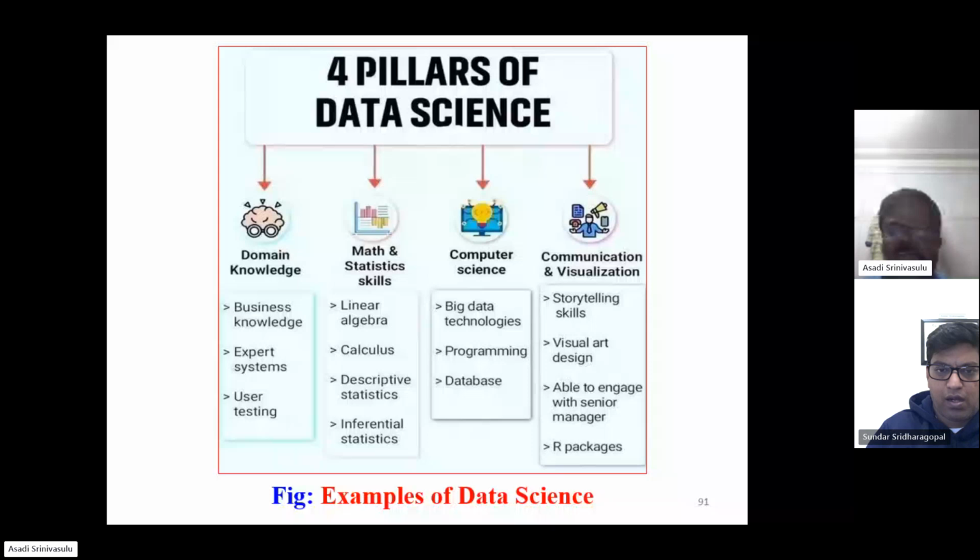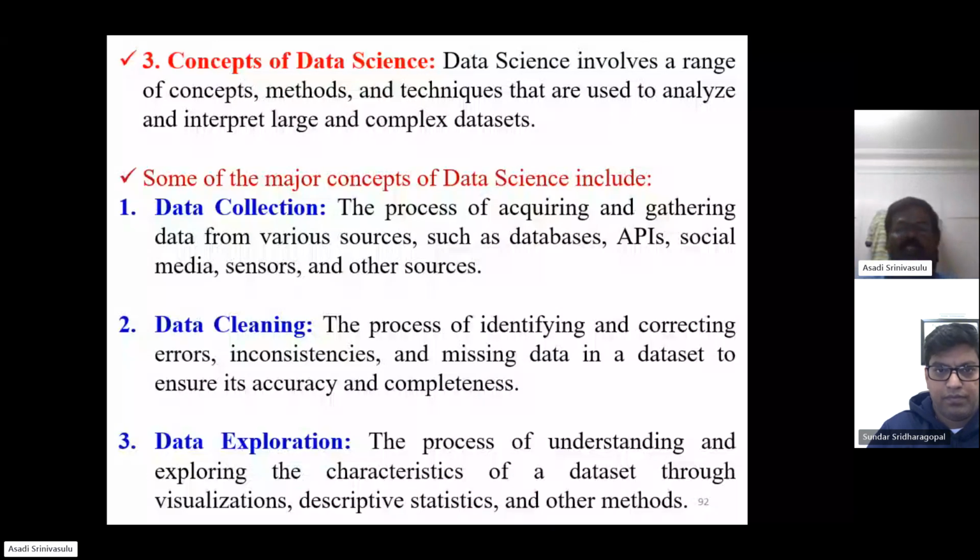So the third topic is the concepts of data science. Sir, what are the major concepts of data science? Yes, in order to handle complex and huge volumes of data, we are using major concepts. First is data collection. Data collection is the major processing step, and it's the process of acquiring and gathering data from various sources such as databases, application programming interfaces, social media data, census data, and other sources. Then the next major concept is data cleaning, meaning eliminating noisy data, inconsistent data, dirty data, etc.